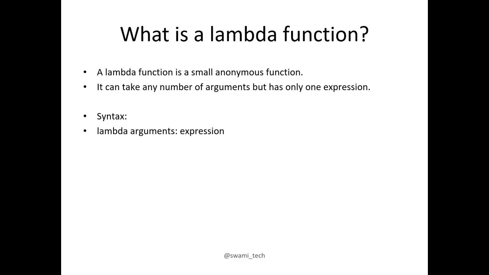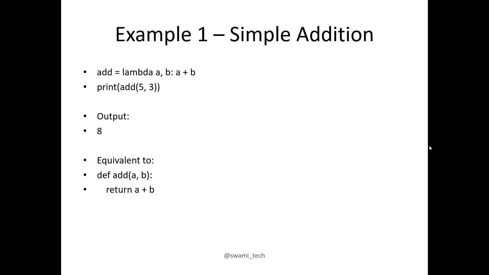A Lambda function is basically a small anonymous function, meaning it doesn't have a name like a normal function that we define using the def keyword. It can take any number of arguments, but it can only contain one expression. The general syntax looks like this: lambda, then the arguments, a colon, and the expression. When you call it, it returns the value of that expression. Let's look at a simple example.